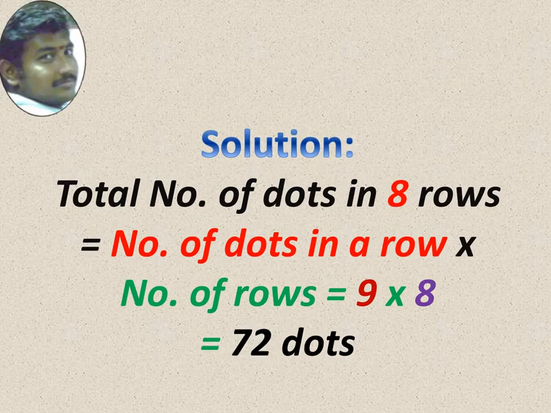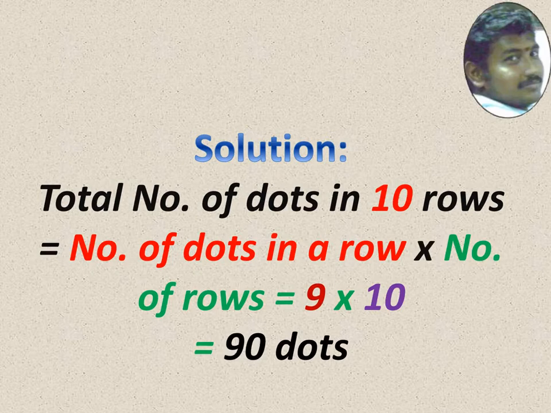Then the next question. If number of rows is 8, total number of dots in 8 rows we need to find out. So number of dots in a row into number of rows, that is 9 into 8. 9 times 8 we get 72 dots. Hope you understand. Now we need to see if there are 10 rows. Total number of dots in 10 rows is number of dots in a row into number of rows, which is 9 into 10, that is 90 dots.